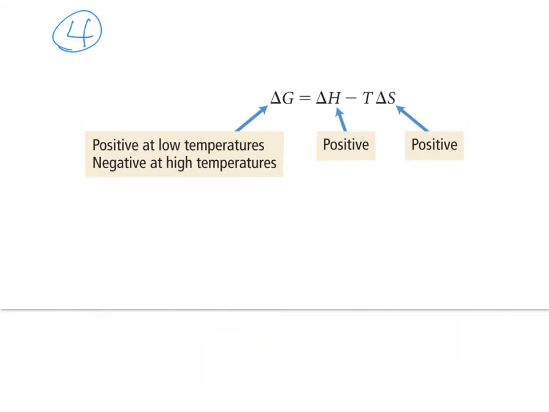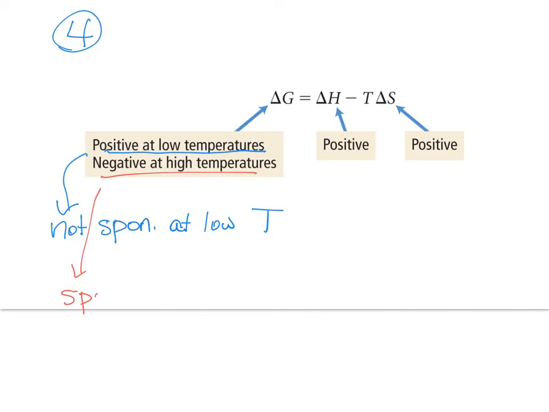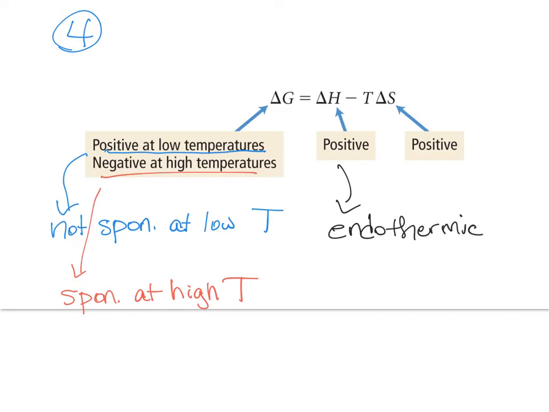The fourth set of reactions, again, are split, where it's positive at low temperatures, so not spontaneous at low T. Negative at high temperatures, spontaneous at high temperatures. Delta H is positive, so it is endothermic. And delta S is positive, so it is less ordered. Again, that's going to favor high temperatures.